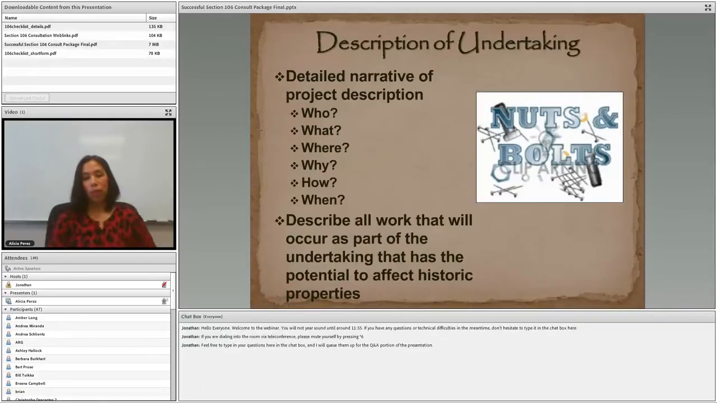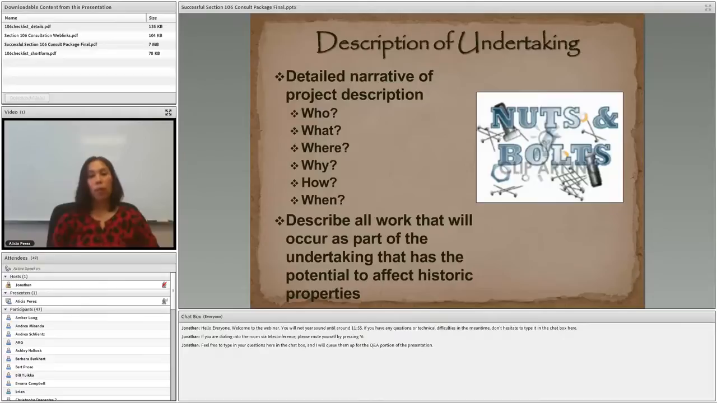So let's start with the description of the undertaking. You want to provide a narrative description of what the undertaking is. I think it's really easy to just jot down the basics: who, what, where, how, why, and when. So who is involved in this undertaking? Is it one federal agency? Are there more than one? Who is taking the lead? The applicant? This is information that you want to include.